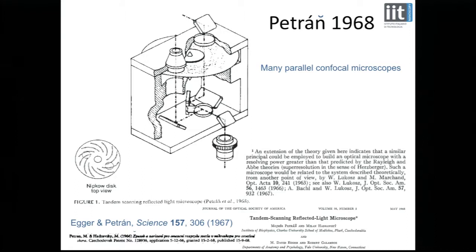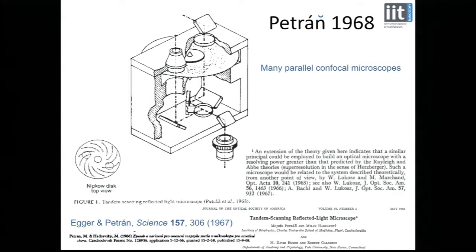The illumination spots are arranged as holes on a disk, which spins around. And this same disk is used as the confocal pinhole on the way out. So the light comes in, goes to the sample, and goes back through the disk. And you see here is an eyepiece, so you actually see a confocal image with this system, with your eye. You don't need a computer to store it or anything like that. It's a very nice system that was originally commercialized by Petran himself, but now there are a few companies that make these systems.